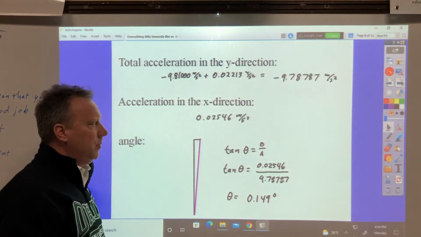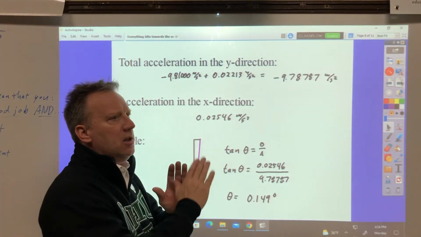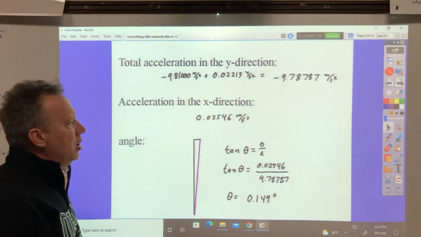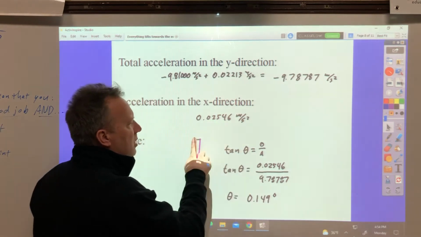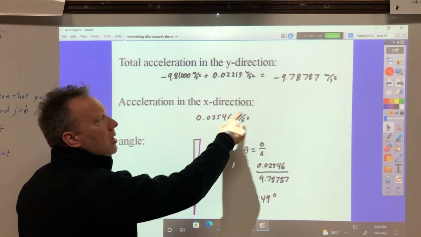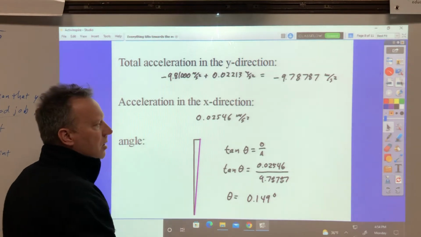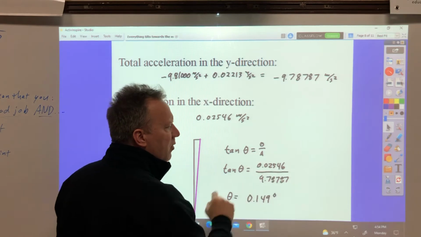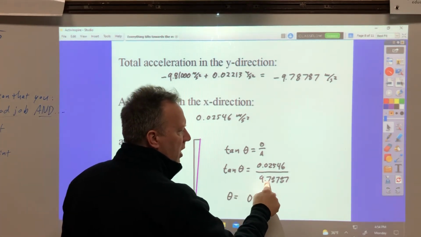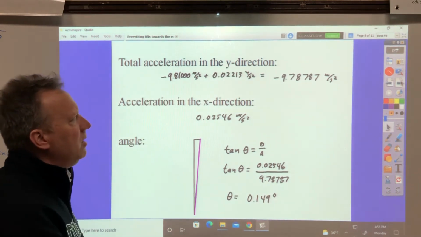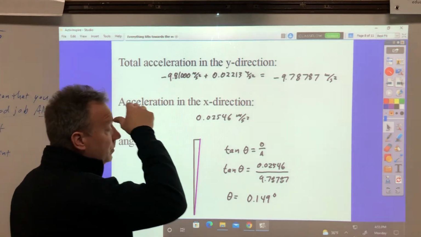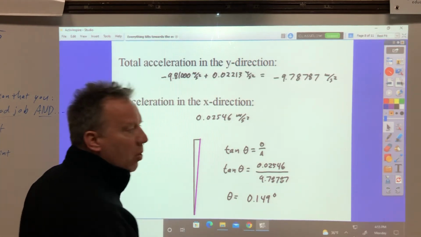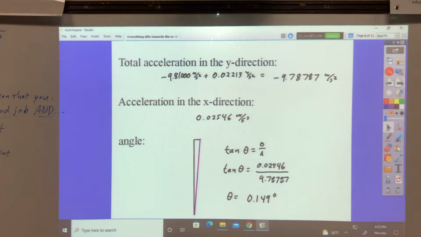how far we're tilted. So if the accelerations lie along the angle, the displacements will lie along the same angle. So when I put in the x component direction up here and the y component direction down here, I've got a triangle with a very small angle. So 0.02546 divided by 9.78787, and work out the angle for that, the inverse tangent, is 0.149 degrees. So it's a very small angle, hardly noticeable.